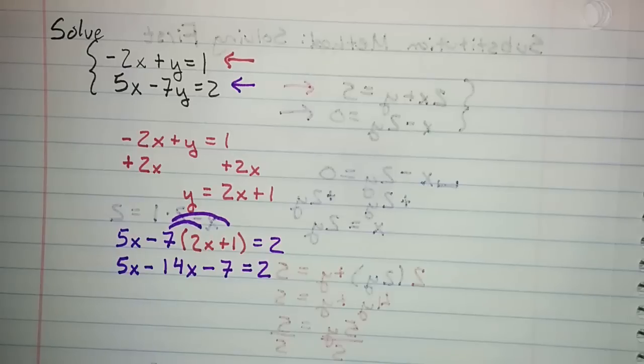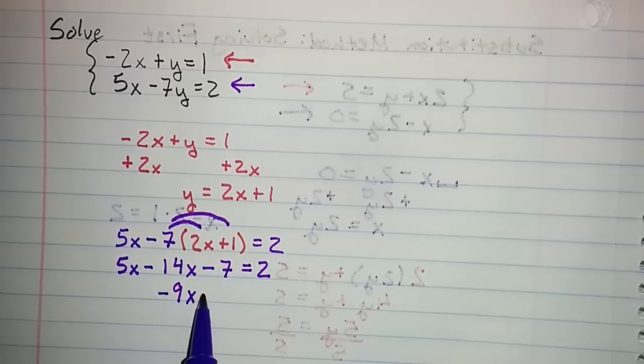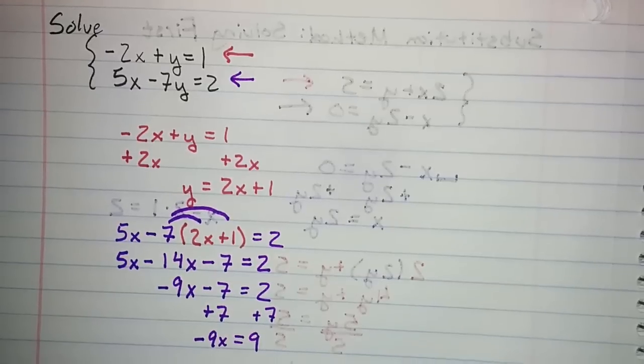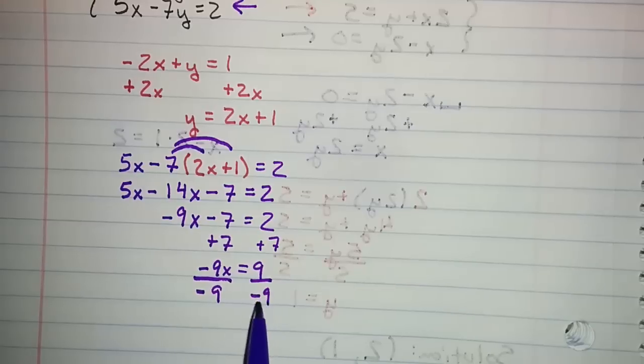All right, now let's simplify a little bit. Positive 5x minus 14x, that's going to be negative 9x. Add 7 to both sides. We'll get negative 9x equals 9. Divide both sides by negative 9, and we get x equals 9 divided by negative 9, which is negative 1.